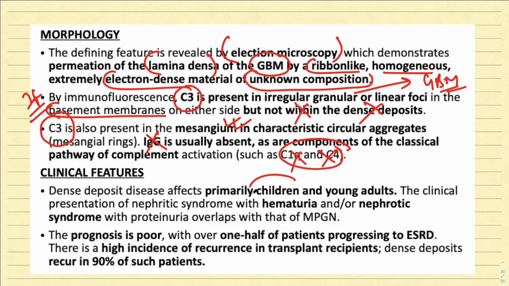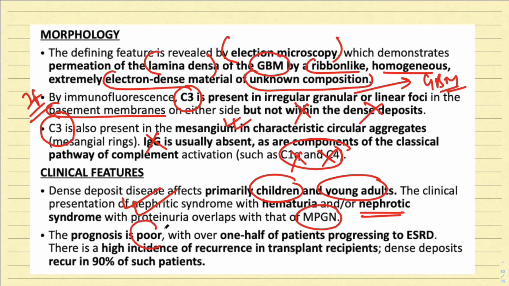Again, this is mainly present in children and young adults, just like MPGN type 2, and the presentation is mainly nephritic syndrome. Remember, with hematuria, along with that a nephrotic syndrome component might be there. So MPGN type 1 is now simply called MPGN. Whenever you use the term MPGN, mostly it is used for type 1. Type 2 MPGN was the earlier term, but now it is called dense deposit disease, and it mainly presents with nephritic syndrome.